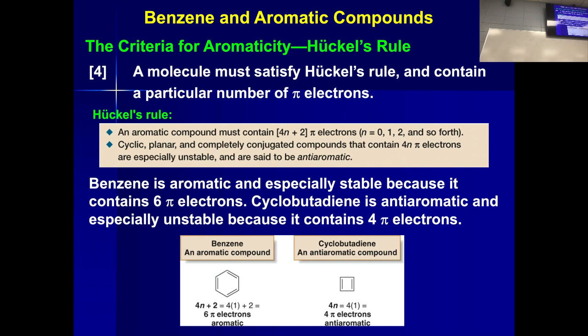But if aromatic is extremely stable, what do you think anti-aromatic is? Extremely unstable, extremely reactive. And in fact, to make cyclobutadiene, it's been made before, you have to make it at near liquid helium temperatures, or liquid argon temperatures, very cold, and it only exists for a few milliseconds. You can only observe it very, very quickly. It's highly reactive. Okay? So it's called anti-aromatic.